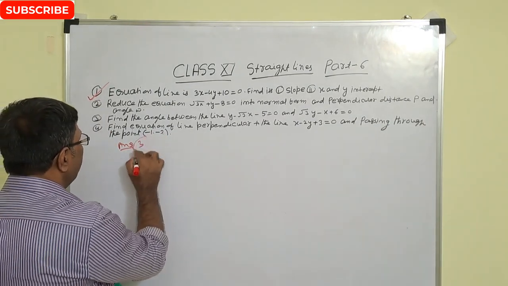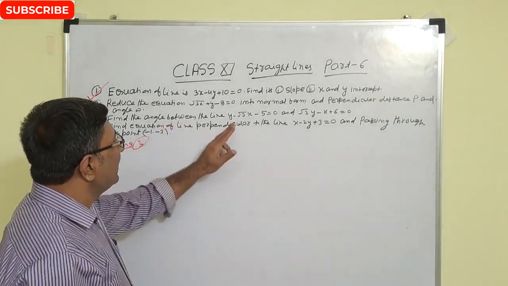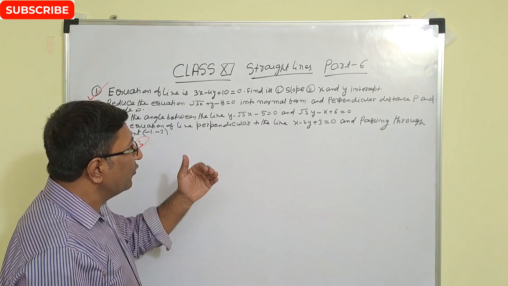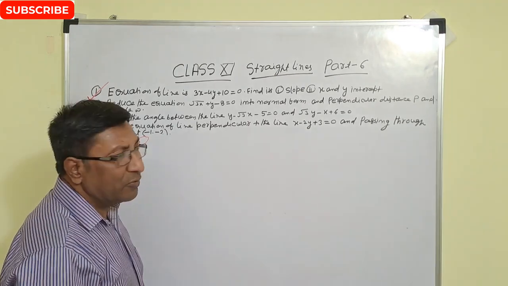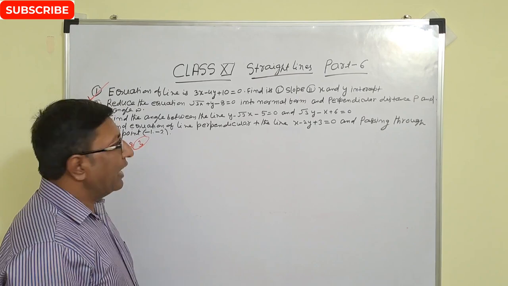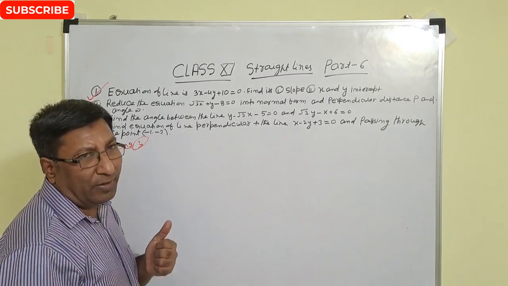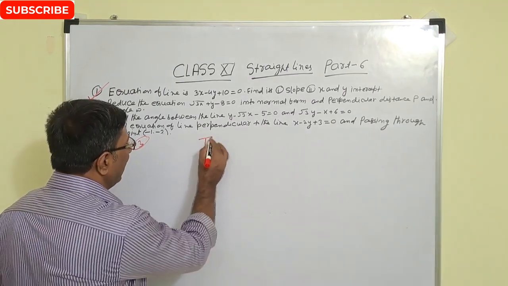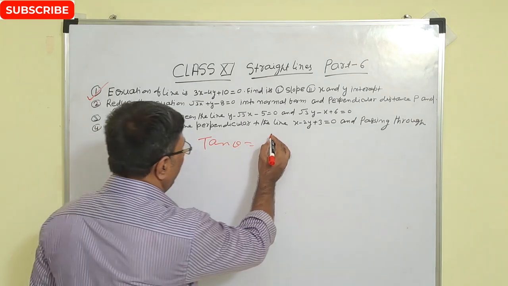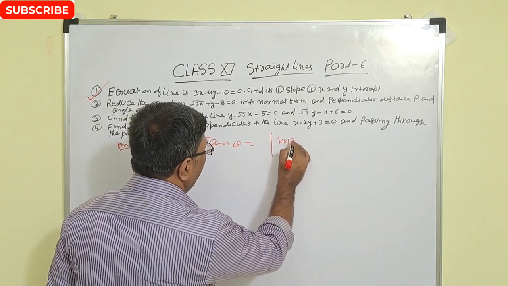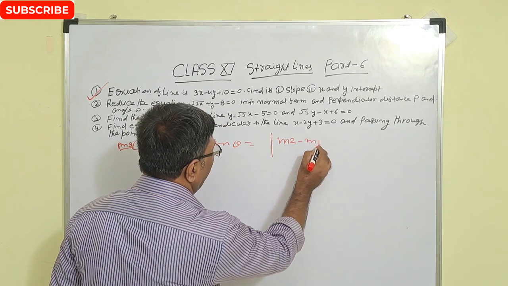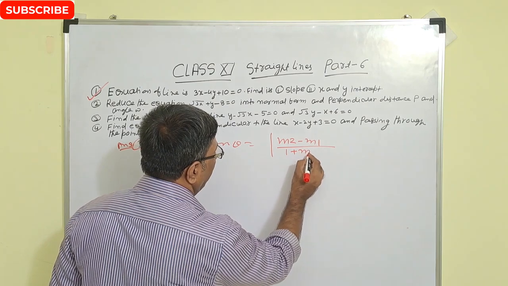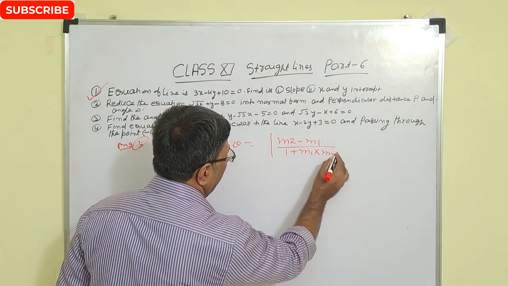Now you see question number 3. Find the angle between the line y minus root 3 x minus 5 equal to 0 and root 3 y minus x plus 6 equal to 0. So when two lines are given and we have to find the angle between these two lines, you know if the angle between two lines is theta, then our formula is tan theta equal to the magnitude of the slope of the second line minus the slope of the first line, divided by 1 plus the slope of the first line multiplied by the slope of the second line.